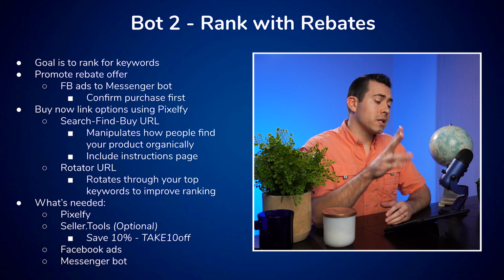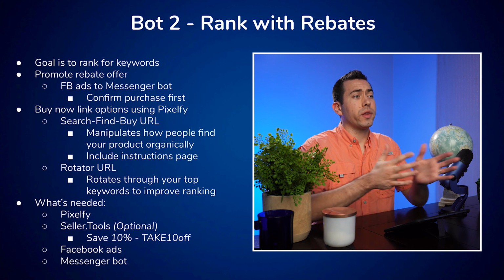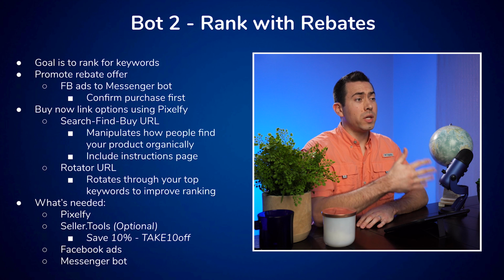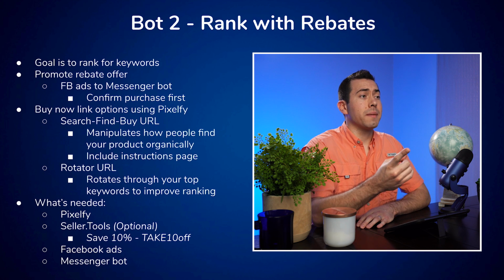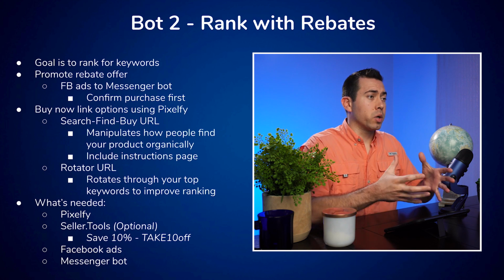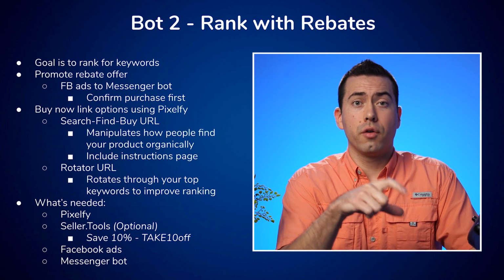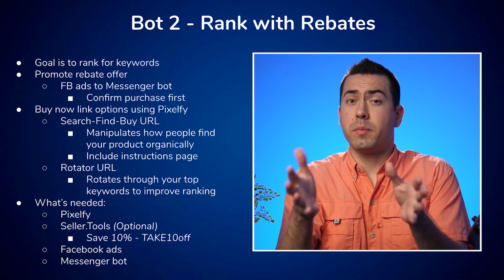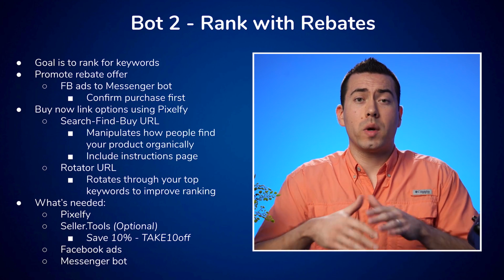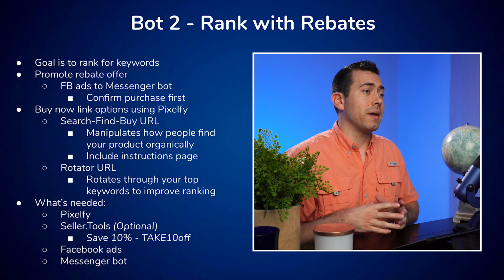Chatbot number 2 for Amazon sellers is a rank with rebates. Now this is basically you giving a rebate to that first time customer. So this is you getting the purchase first. You're running a Facebook ad, telling people, hey, get this product for 100% off or 50% off, 60% off, whatever amount you want to actually rebate them on the back end after they make that purchase.